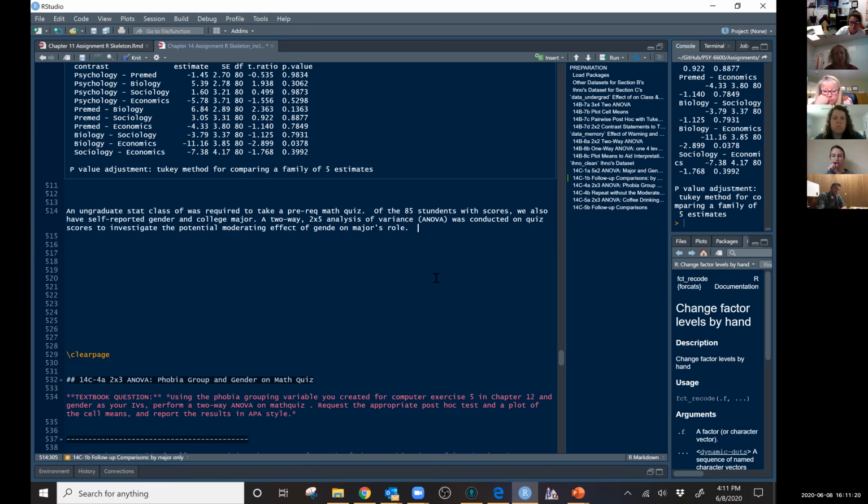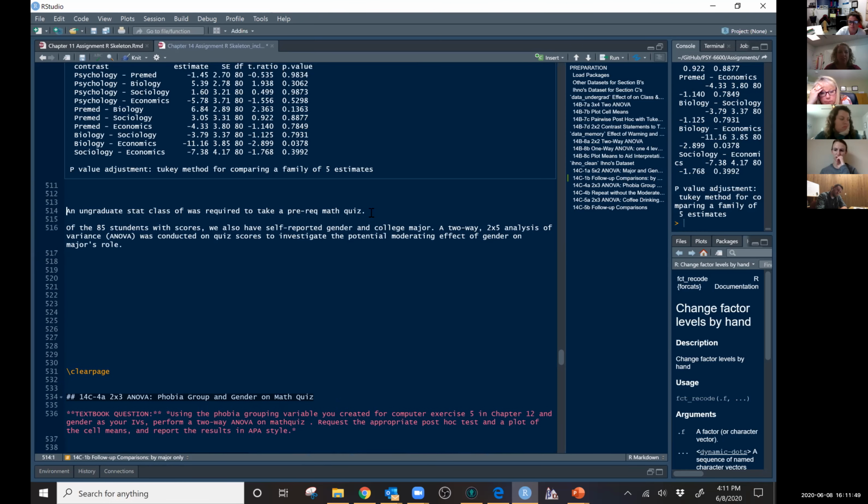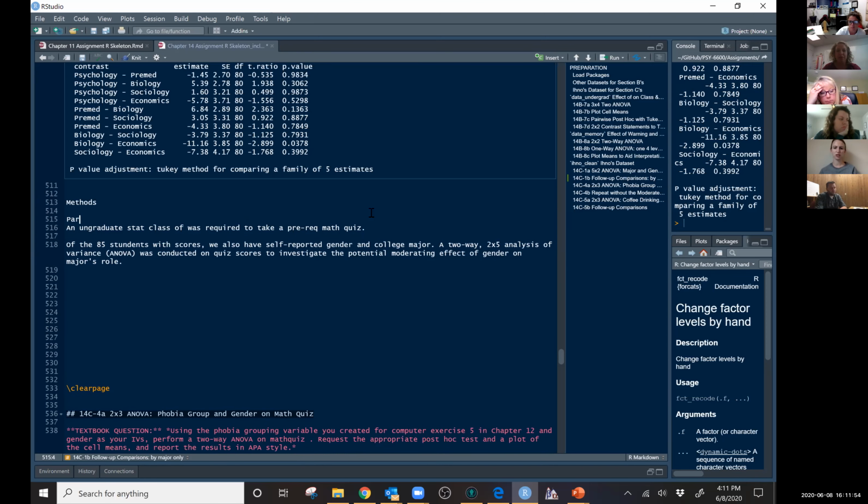So I'm wondering, where you said conducted on quiz scores to investigate the potential moderating effect, do we introduce our test as looking for the effect or the significance of the effect? It's up to you. Usually, in your methods section, you have a subsection called participants, right?